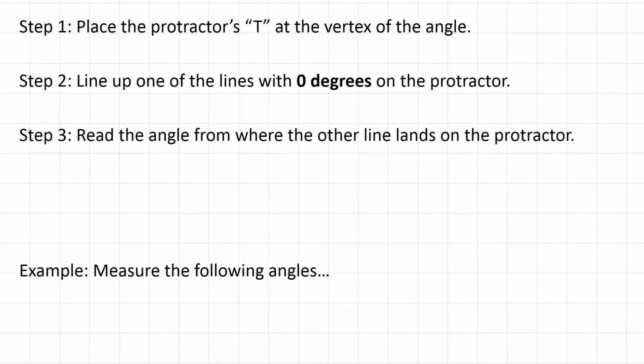So first, place the protractor's T at the vertex of the angle. The protractor's T is like our bullseye or our target. Place that at the vertex. Then we line up one of the lines that's making the angle with 0 degrees on the protractor. And you'll see we have a couple of options for doing this. Then we read the angle from where the other line lands on the protractor. So now that I've said these kind of meaningless things, let's give them some meaning by looking at some examples.